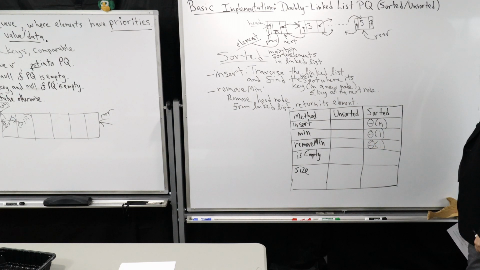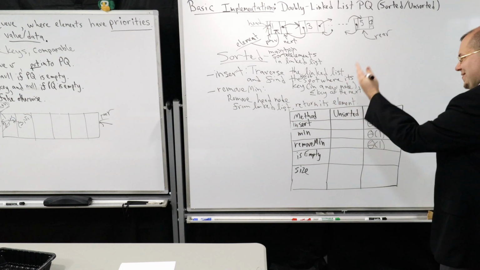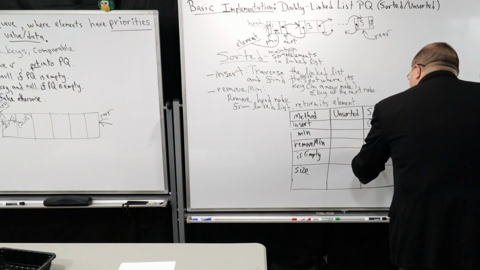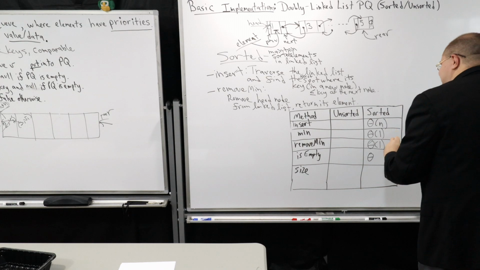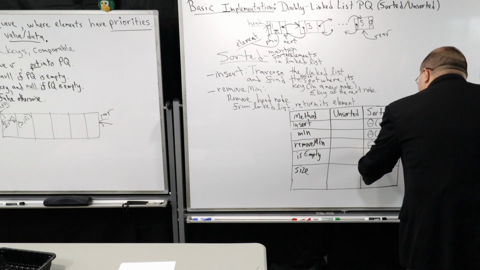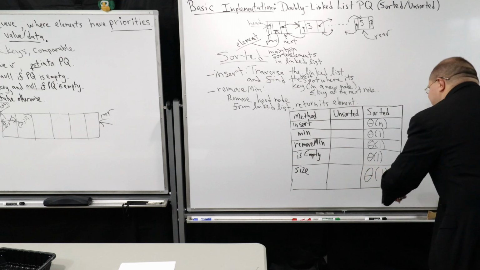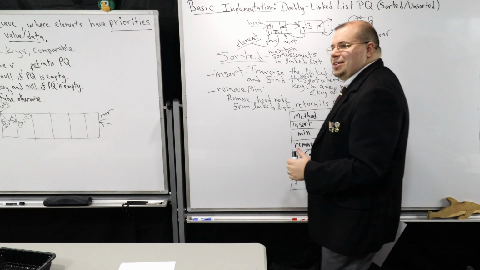Again, big theta 1. Is empty? Well, in a linked list, you can easily keep track of how many elements you have, or you could just check if that head node is null. So I can do that in constant time. And the size, if I keep track of it in a counter, there you go. It's constant time.